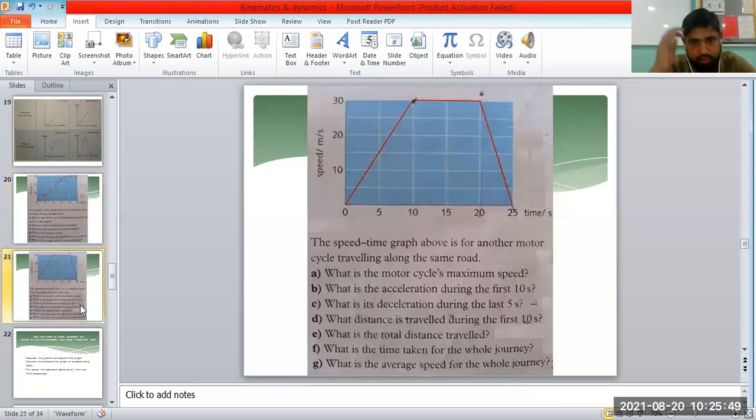Then we can have this question. It shows a speed time graph. Part A, what is the motorcycle's maximum speed? So maximum speed is the maximum reading of the speed on the y-axis, that is 30 meters per second.